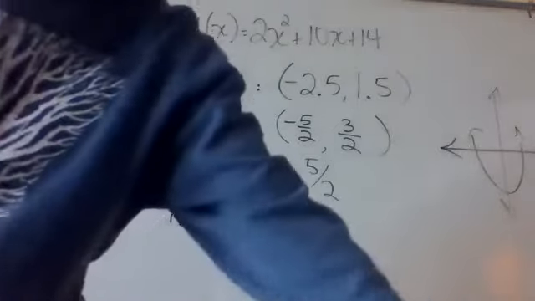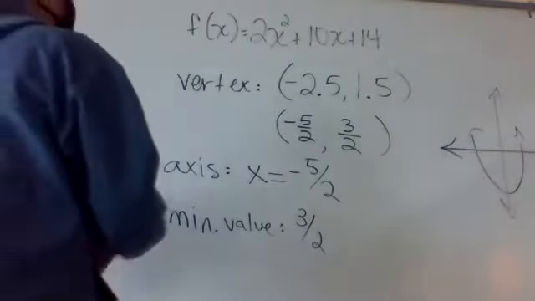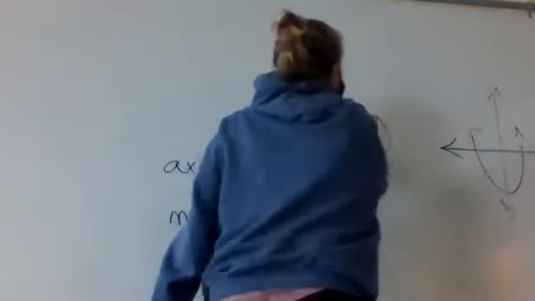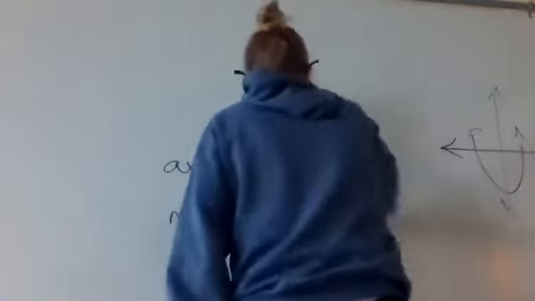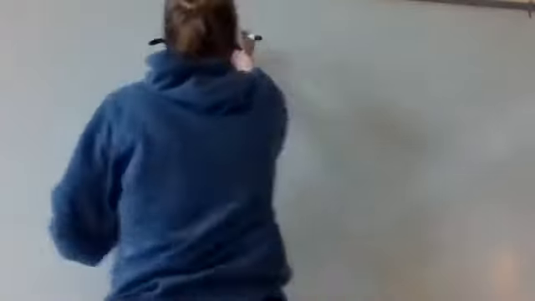Okay, number 4, f of x equals negative x squared minus 4x minus 10.